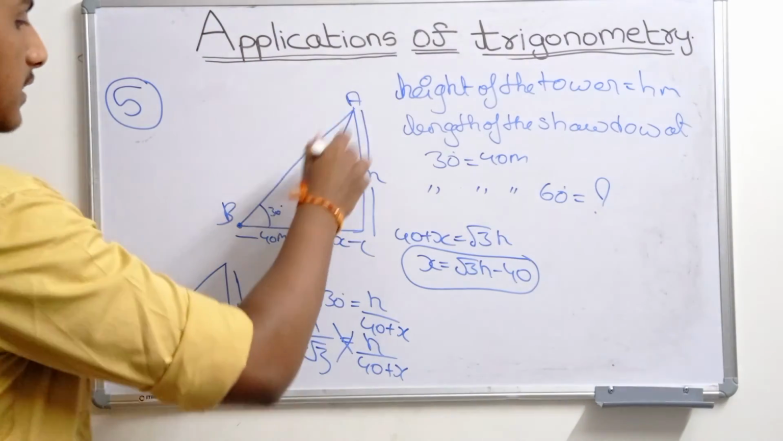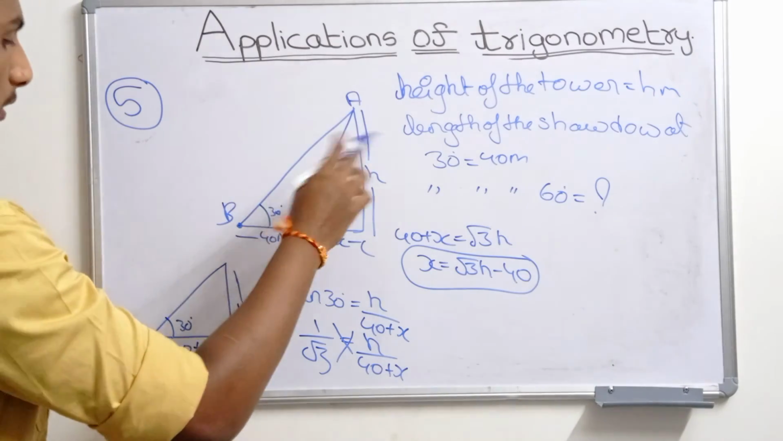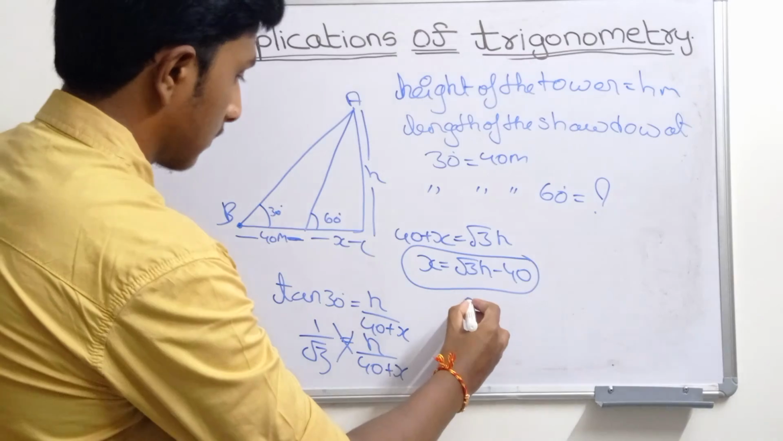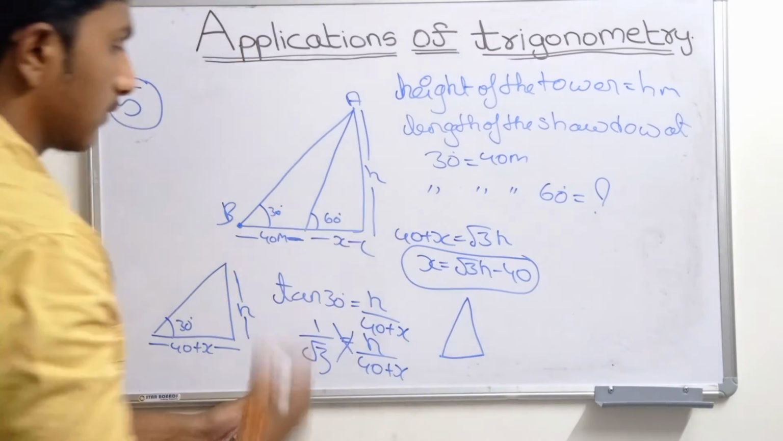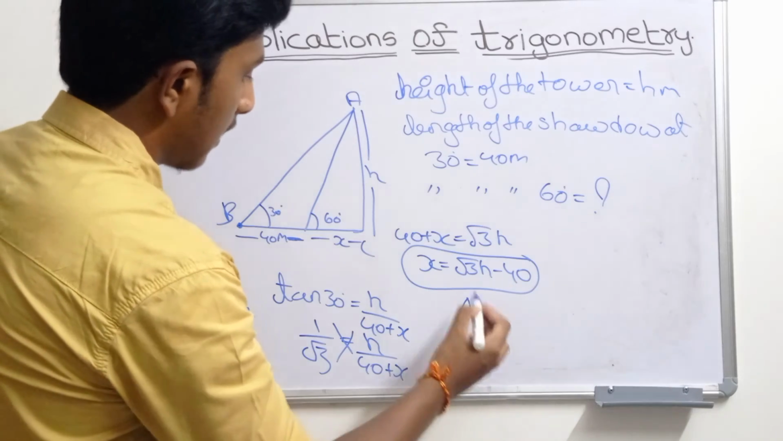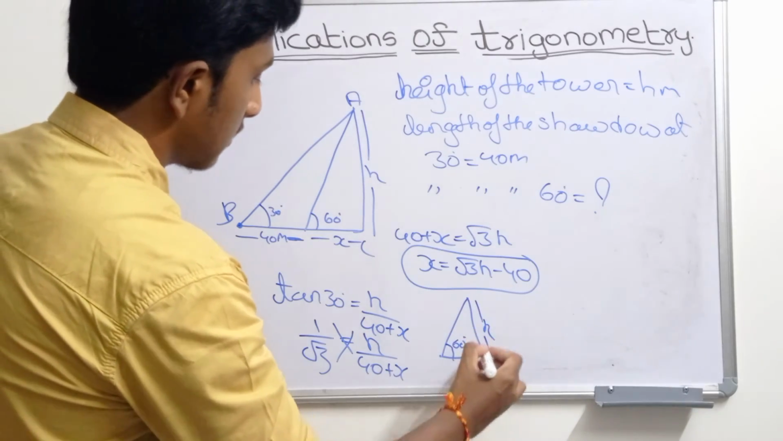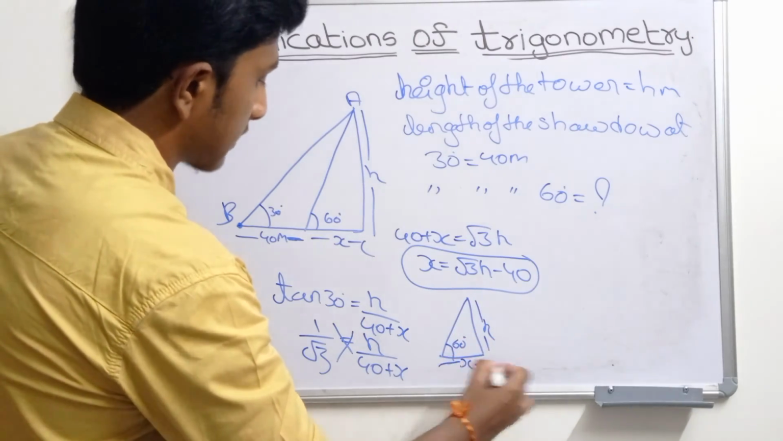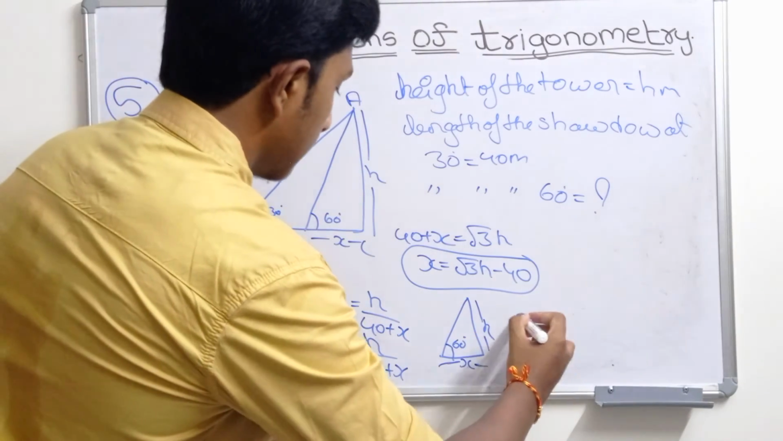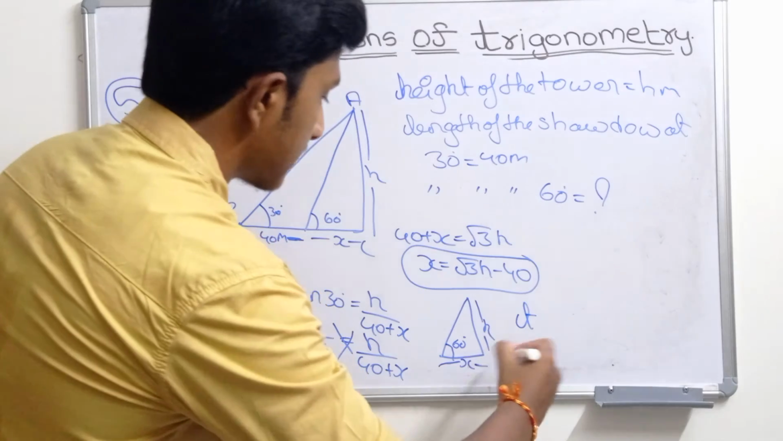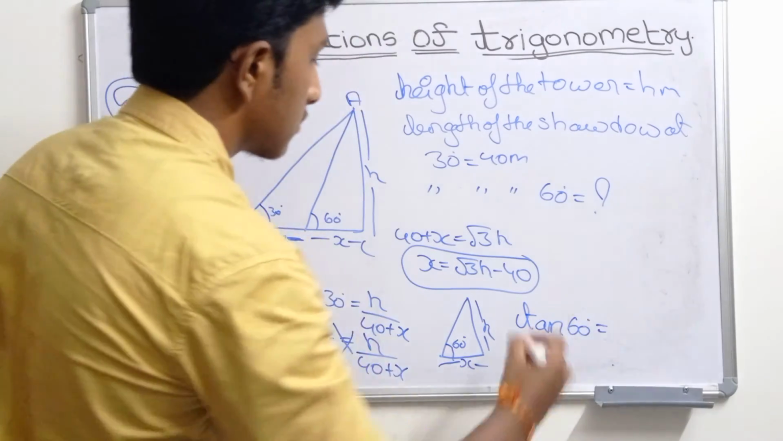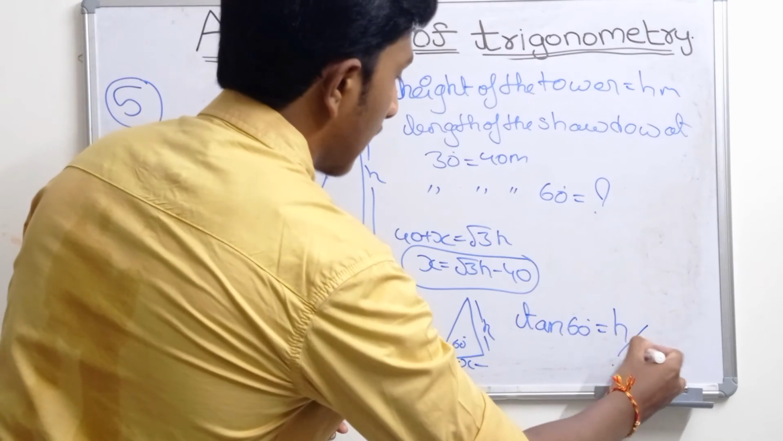So when we go for this triangle, only this one, the angle is 60 degrees, and here the height is h, and here this is x. Only this triangle, guys. So here same, tan 60, opposite and adjacent are given. So tan 60 degrees is equal to h by x.